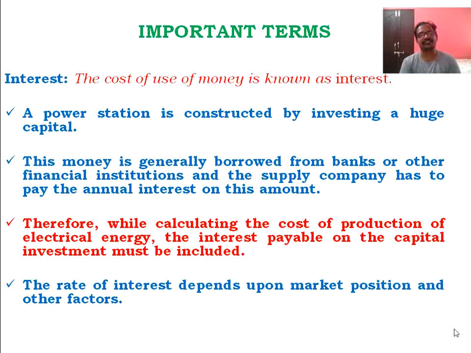Let's first talk about interest. What is interest? The cost of use of money is known as interest. Say the power plant has to be built. When a power plant is built, we need huge amounts of money, and generally power plant officials take this investment from a bank, as a loan, or from other financial institutions. So they have to pay interest on this capital every year. This interest on the capital also has to be included while calculating the unit cost of electricity. And next one is depreciation.